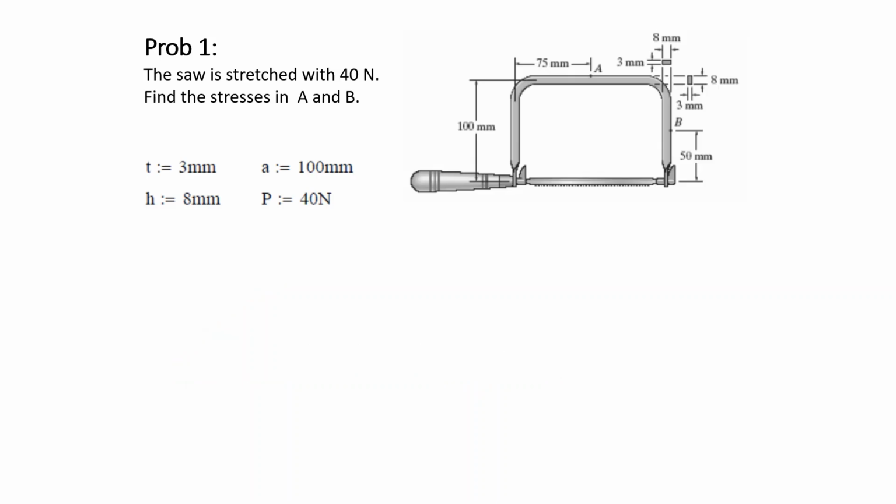In this video, we will solve combined loading problems. In problem 1, we have a saw which is stretched with 40 newtons in 2 sections, and in each section, 1 point is given, and the stresses in these points A and B are asked. Well, here are the dimensions.